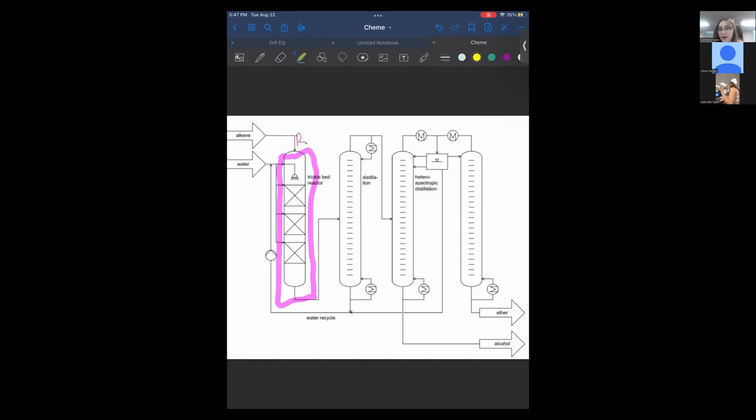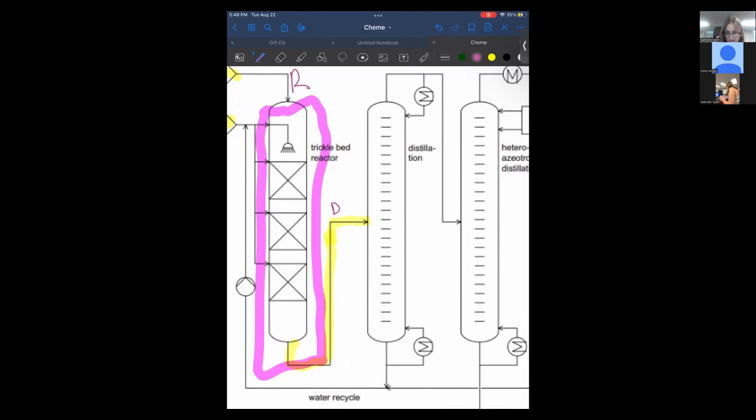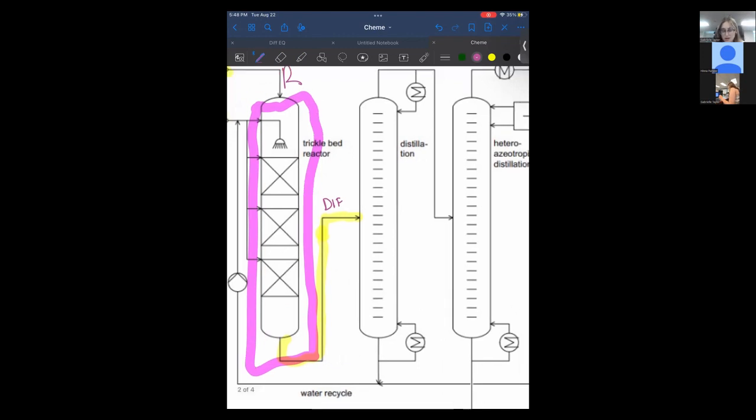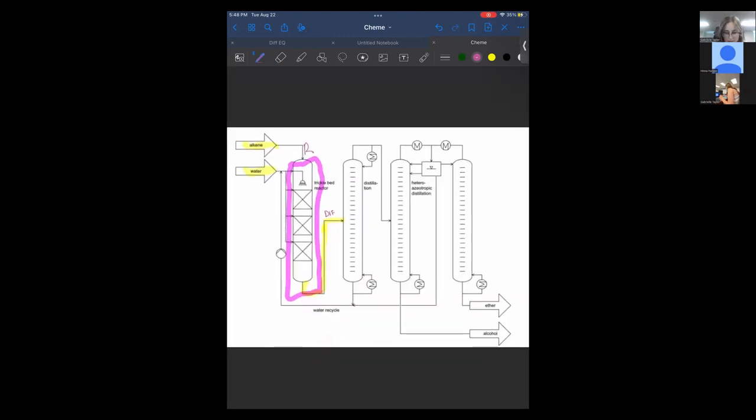And then we're going to highlight what's coming in, and that's an alkene and water. The alkene and the water come in, and that's reacting. And then what are we getting? What's leaving the reactor is going to be our feed to our distillation chamber, right? So that feed, we're going to denote as D1F, for the feed for the distillation chamber. Okay, so then the next one that we want to do is over here, and this is our distillation chamber. So we're going to denote this as D1.